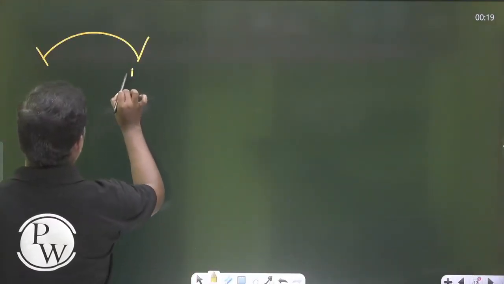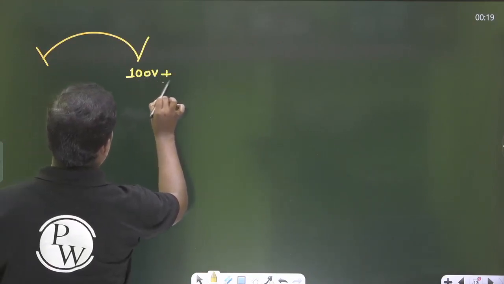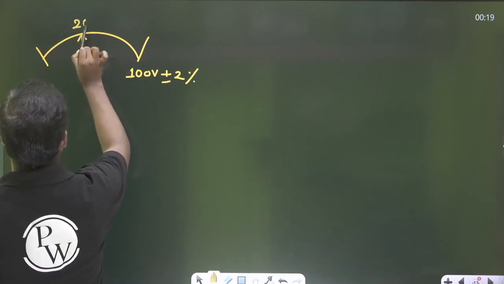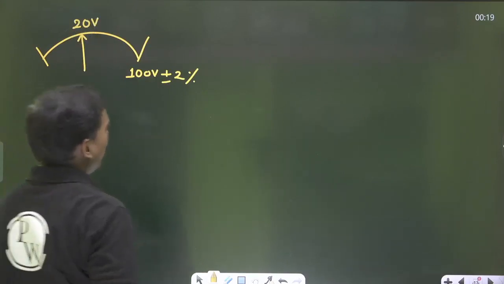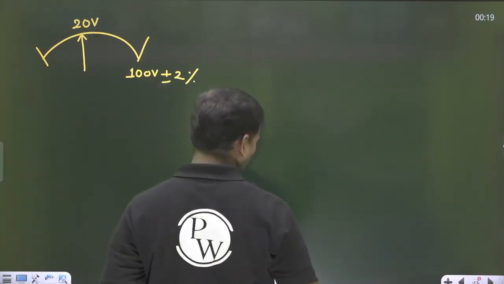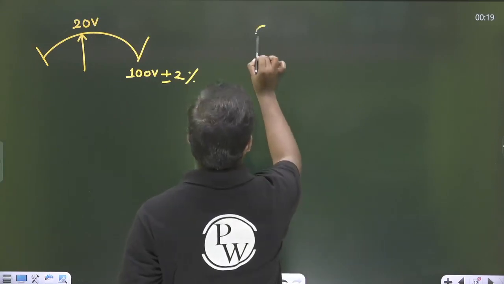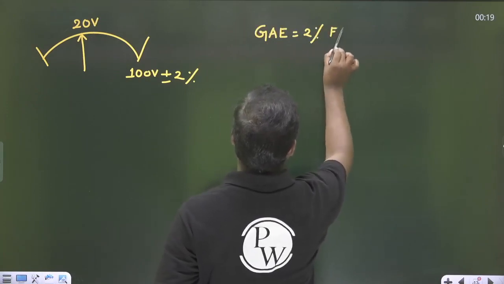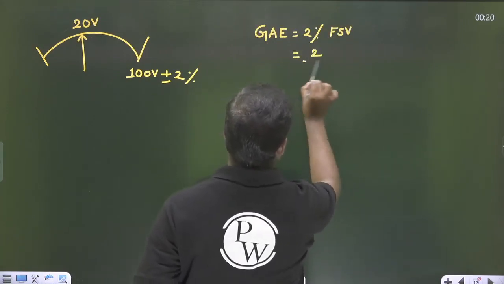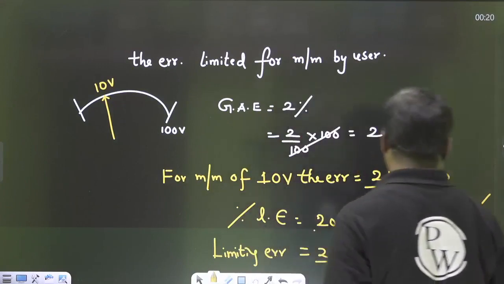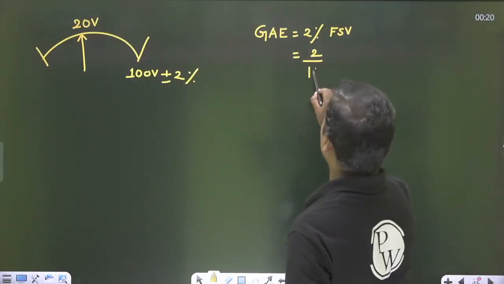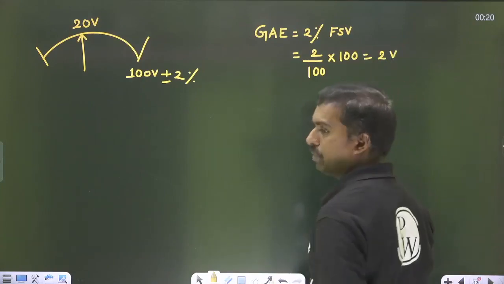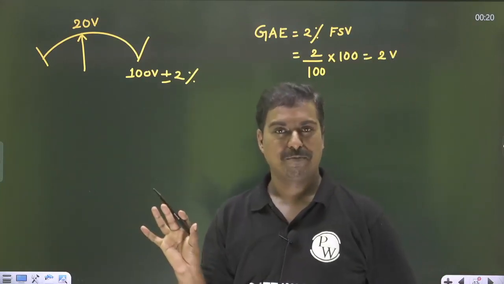This is 100 volts, which has the 2% guaranteed accuracy error. Now I want to measure 20 volts. Guaranteed accuracy error is how much here? Guaranteed accuracy is 2% of full scale value, 2 by 100 into 100. So that means the error is limited to 2 volts.